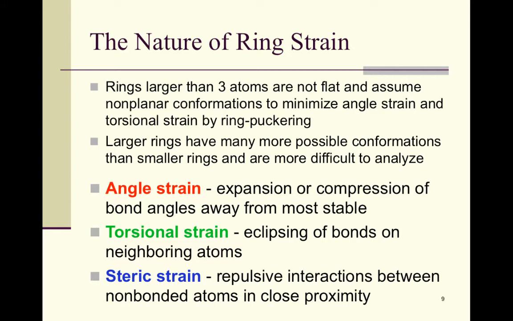Angle strain comes from the expansion or compression of bond angles away from the most stable. Torsional strain is the eclipsing of bonds on neighboring atoms. Steric strain is repulsive interactions between non-bonded atoms in close proximity. So angle strain is the difference in bond angles. Torsional strain asks: is the molecule eclipsed, or is it staggered? And steric strain, is there something in the way?